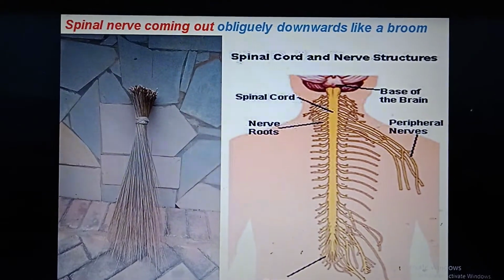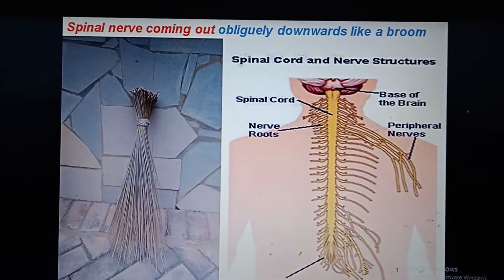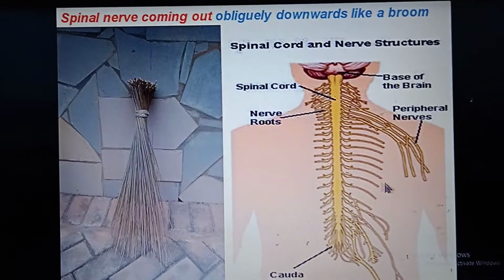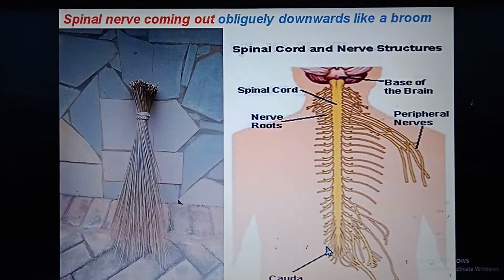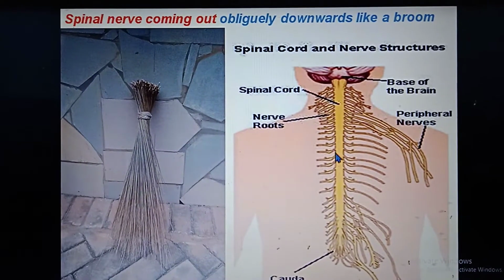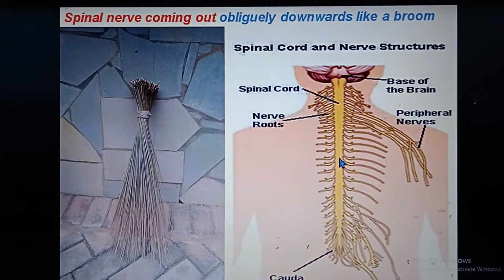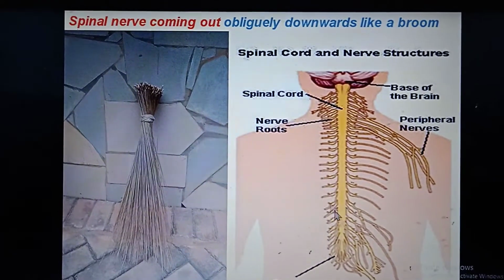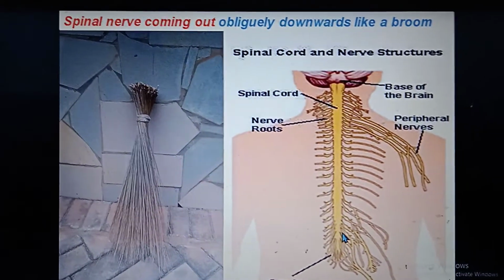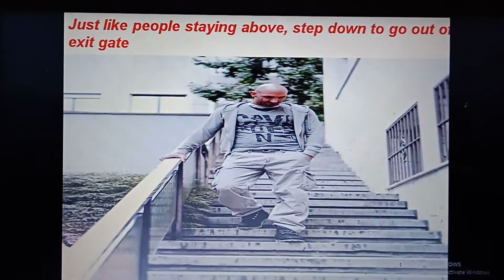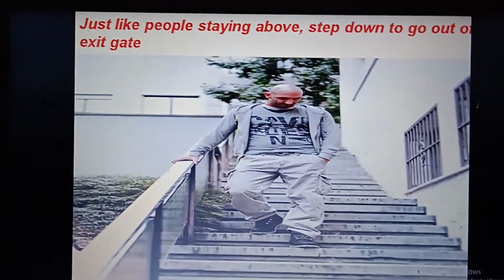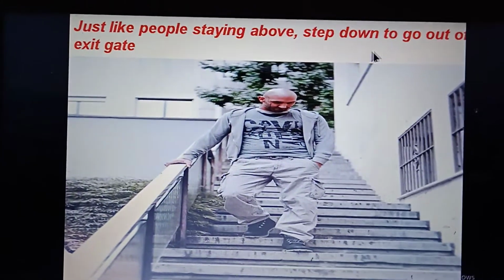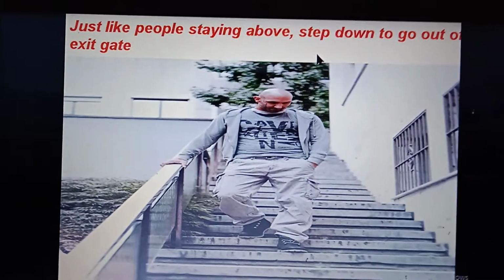Spinal nerves come out obliquely downward like a broom. Here we can see the spinal cord, made up of 31 spinal segments, and from each segment one pair of spinal nerves comes out obliquely downward, just like a broom. Same as people staying on an upper floor step down to go out of the exit gate.